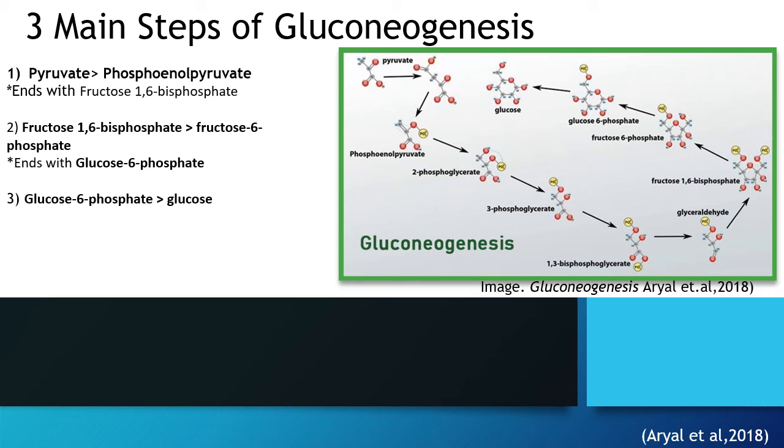There are three main steps of gluconeogenesis. Step 1 includes pyruvate being converted into phosphoenolpyruvate, which ends with fructose 1,6-bisphosphate. In step 2, fructose 1,6-bisphosphate is converted into fructose 6-phosphate and ends in glucose 6-phosphate. And step 3 is what allows for free glucose to enter the blood, and that's when glucose 6-phosphate is converted into glucose.